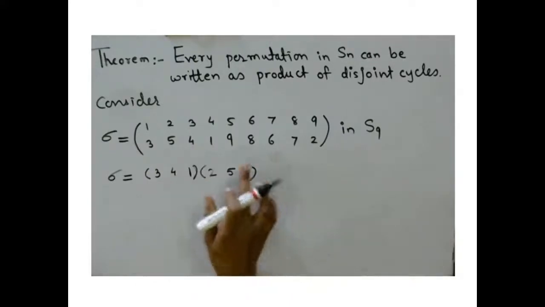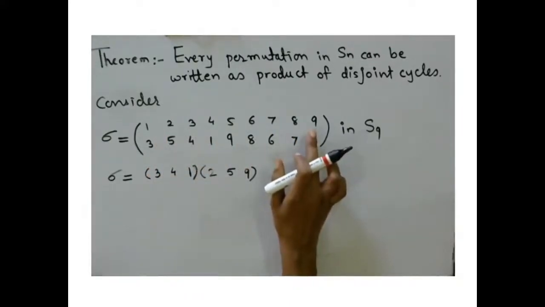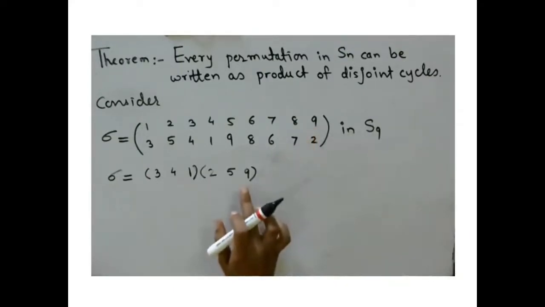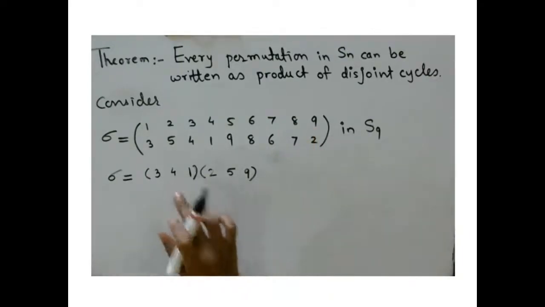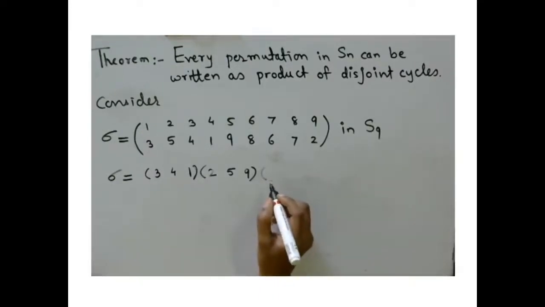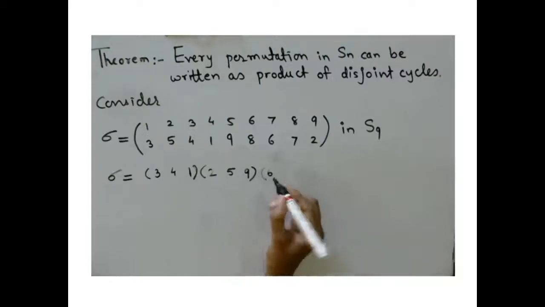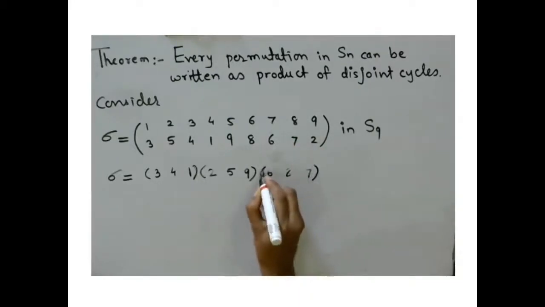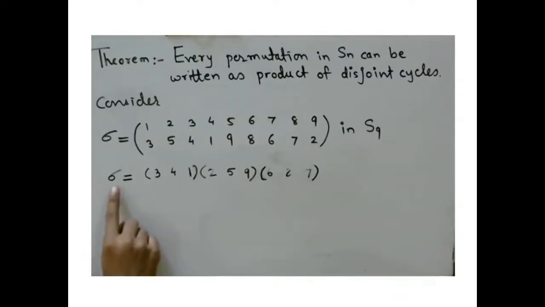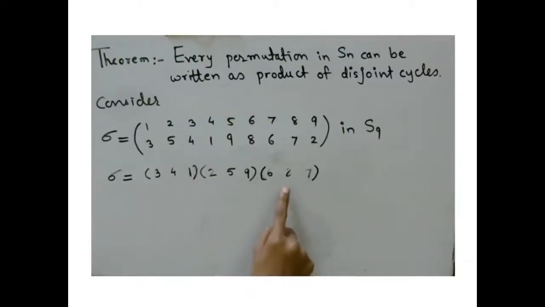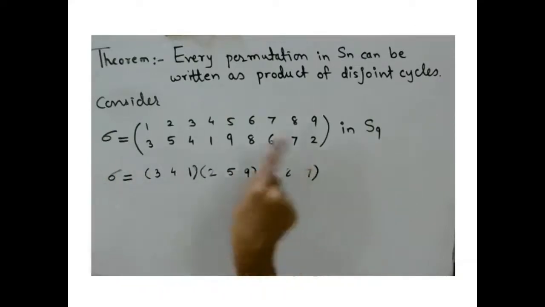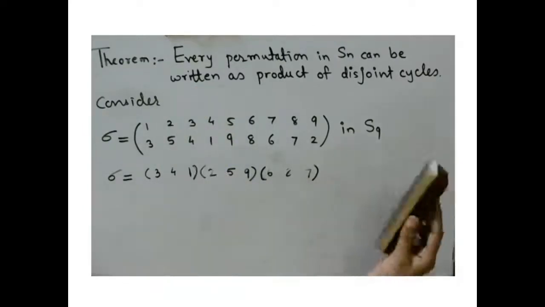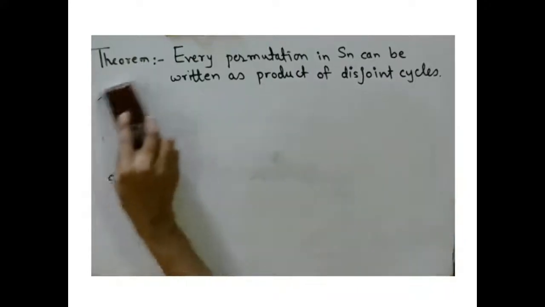But we can observe that all the elements of the set 1, 2, 3, 4, 5, 6, 7, 8, 9 have not been exhausted. So we will choose an element which is not there in these two cycles. So let me start with the element 6. 6 is not present in these two cycles. So you observe that 6 is mapping to 8, then 8 is mapping to 7, and 7 is again mapping to 6. So we close the cycle here. So hence we have written sigma as product of disjoint cycles. As we have solved this example, in a similar manner we will write the proof of this theorem. Okay, so let me rub this example and we'll start with the proof of the theorem.